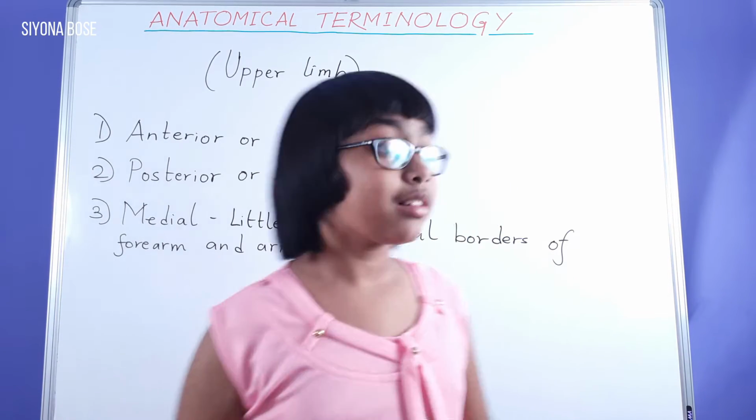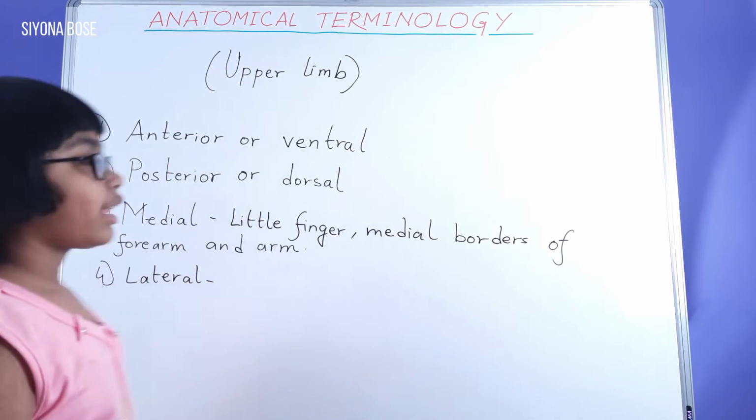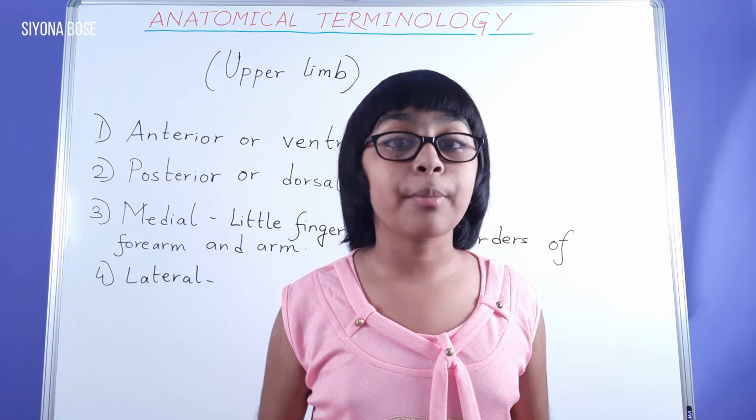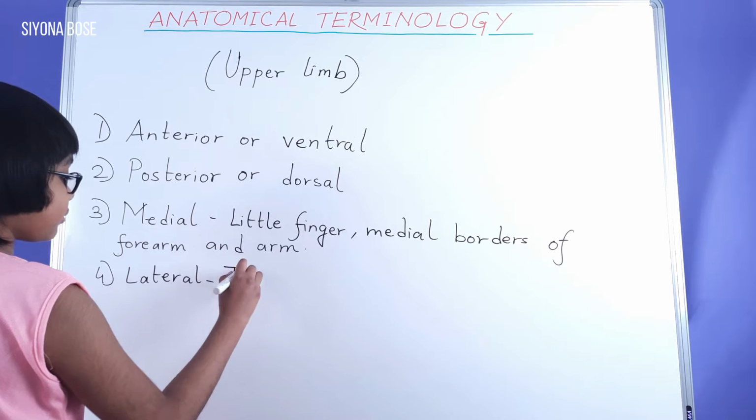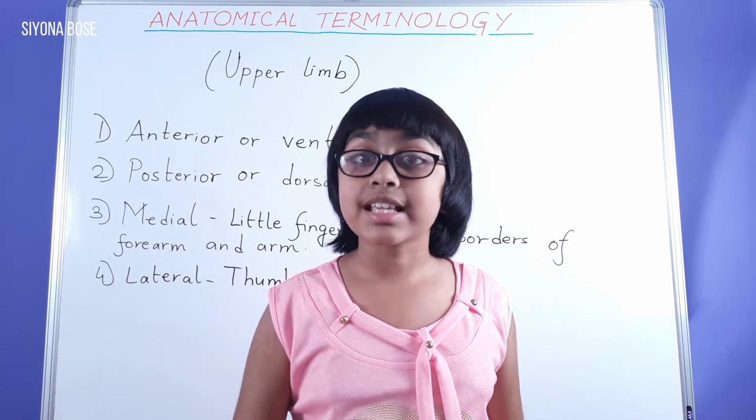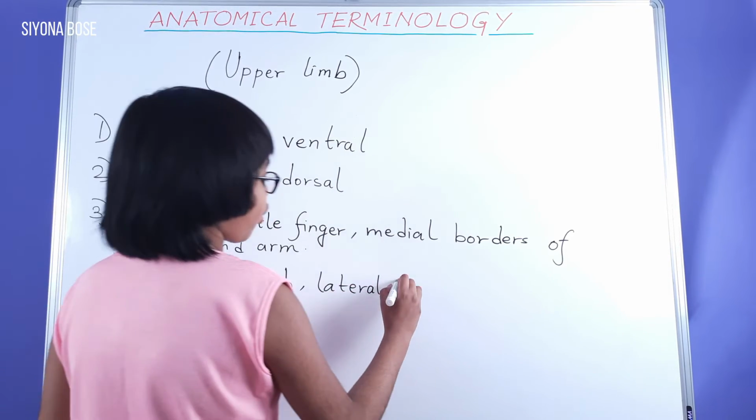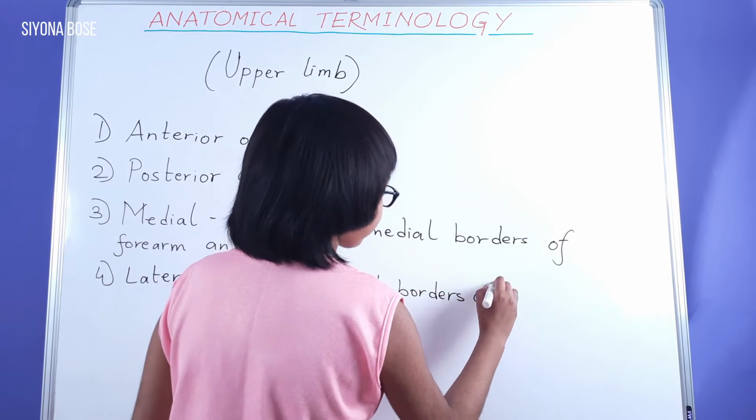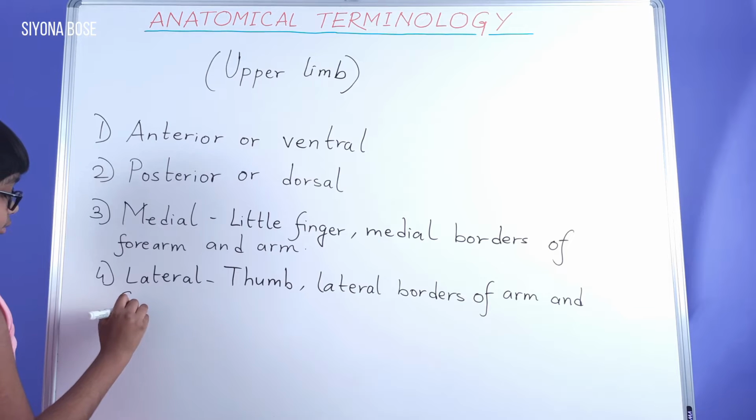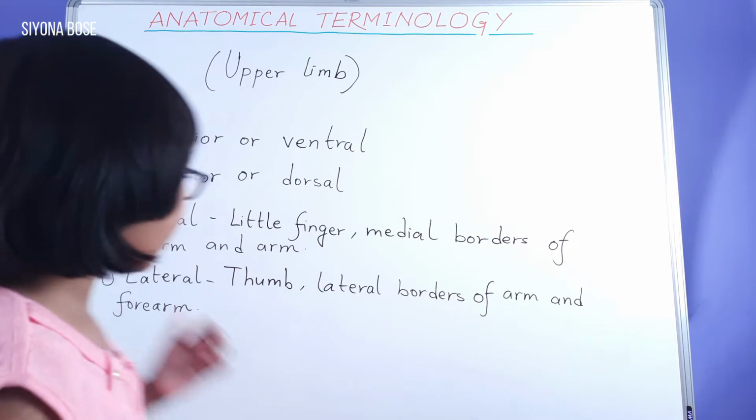Next we have lateral. And the lateral section means away from the median line. And what are the components of the upper limb coming in the lateral part? They are the thumb, and the lateral borders of the arm and forearm. Lateral borders of arm and forearm. That was about lateral.